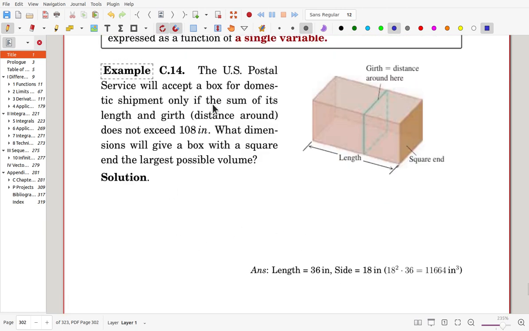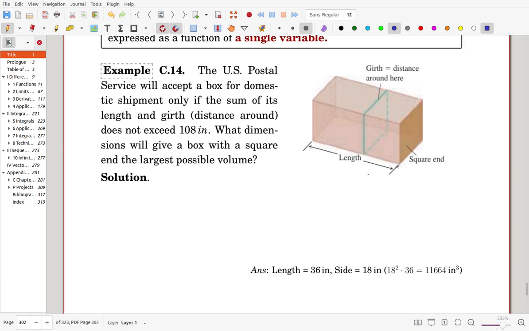The U.S. Postal Service will accept a box for domestic shipment only if the sum of its length and girth, that is the distance around, does not exceed 108 inches. What dimensions will give a box with a square end the largest possible volume? Here the 2 quantities are the volume and the sum of length and girth, so one is length related, the other one is volume.